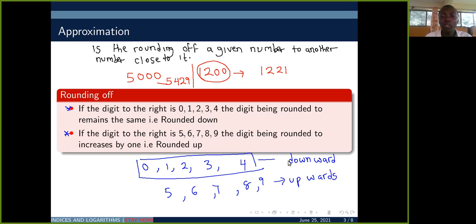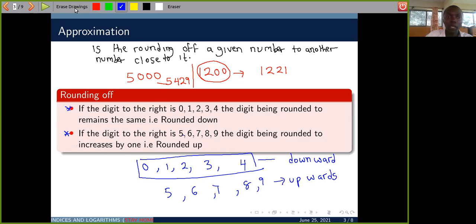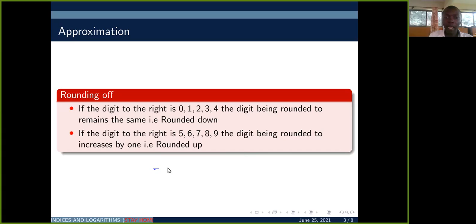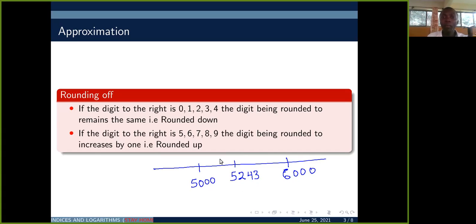So what is rounding upwards and rounding downwards? What does it mean? In case I can take an example. This is my number, 5,243. In case I'm rounding upwards, I can have a number that is above this one. Take an example, you can have a number, say 6,000, and below it you can have a number such as 5,000. So rounding upwards means that I'm going to increase that number.